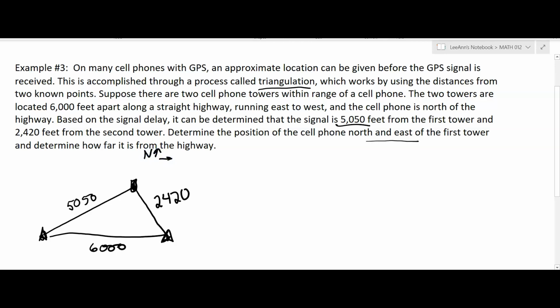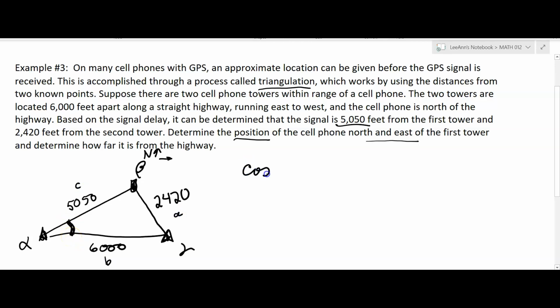Okay, when they say they want to find the position, they want to know this angle right here. And then after we find that, we have to determine how far the cell phone is from the highway. So it's like two problems now. All right, so you can label these if you want to. You could call this alpha and beta and gamma, and then that means this is B, this is A, and this is C. And we're trying to find this angle alpha right there.